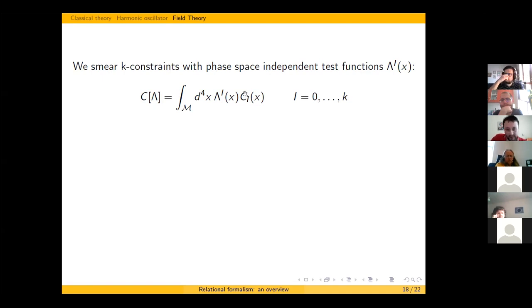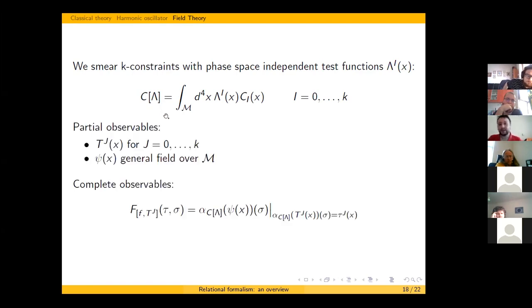And another reason is that this can now be thought of also as a constraint, namely this smeared constraint also induces flows for the partial observables. But now they don't depend on the point x, they just depend on the test functions lambda. And yeah, I'll briefly get to this.